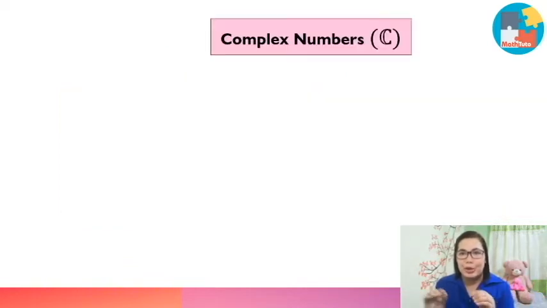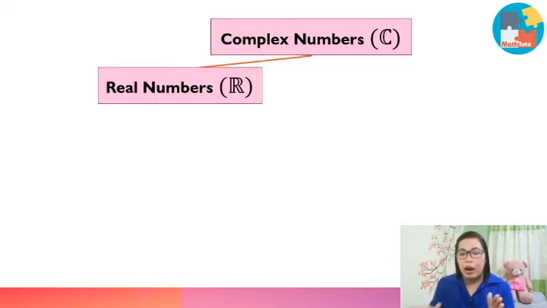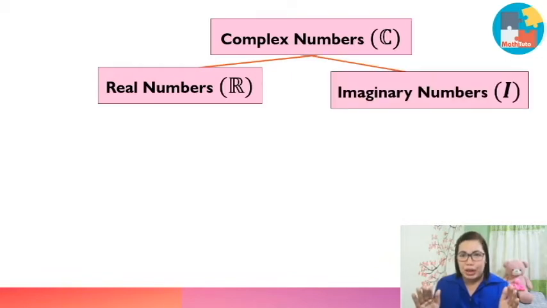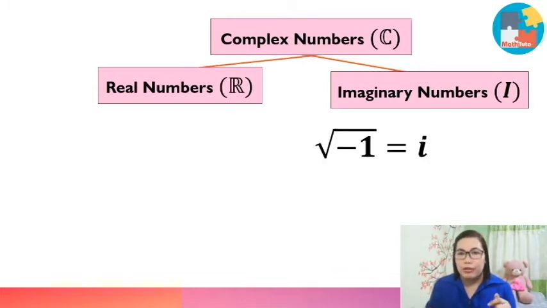So kung atong ipunon ang tanang mga numero nga atong nahibalan or ang mga numero nga wala pa nato nahibalan, ang tawag ana niya is complex numbers denoted by C. So under complex numbers natin gitawag og real numbers denoted by R og ang imaginary numbers denoted by I. So, unsa man ang imaginary numbers? Imaginary numbers exist when you have a square root of negative number. Example, nakay square root of negative 1, that is equal to i, small letter i, italicized na siya.